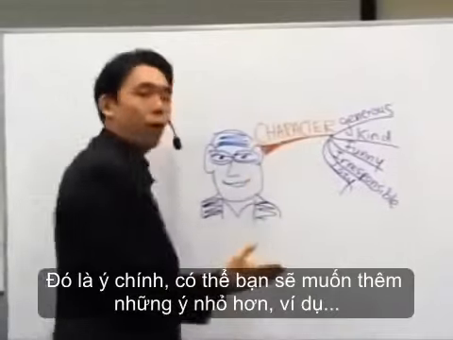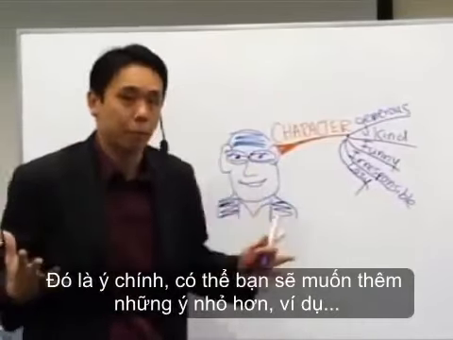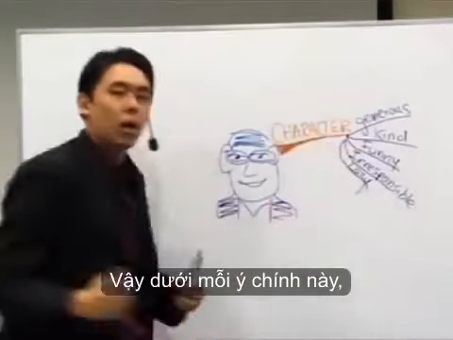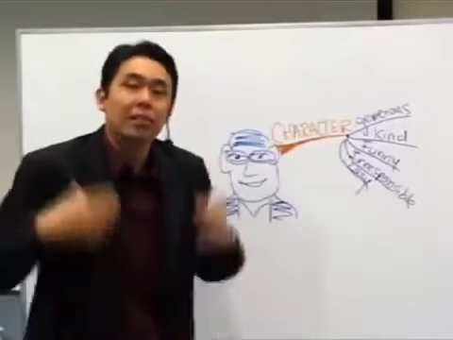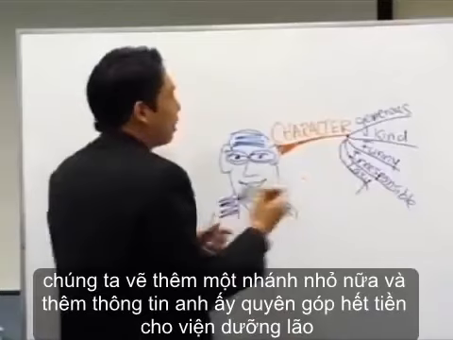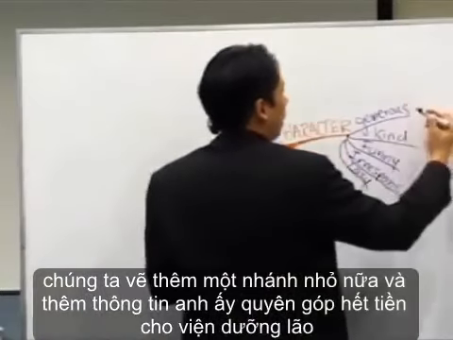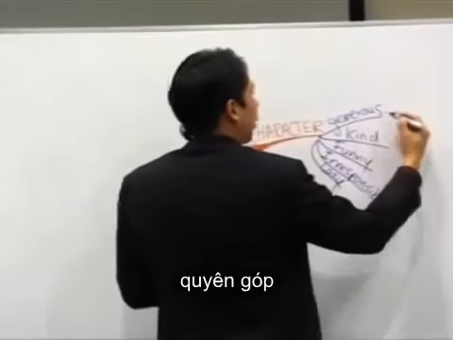Now, again, these are main points. But whenever you want to do a mind map, you have to put down the elaboration of the details or the examples. So under each of these main points, what more can we talk about Johnny being generous? We can give examples, details of how he's generous. So for example, under generous, we could further branch out and say that he donates money to the old folks' home. Alright? So let me write it down.